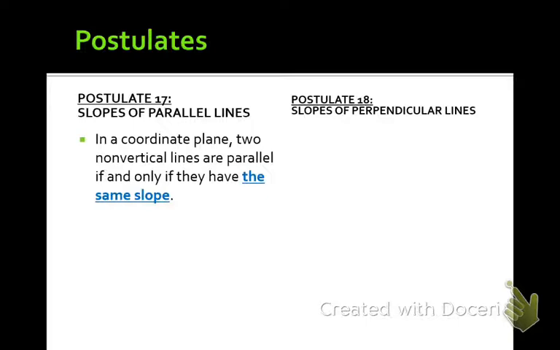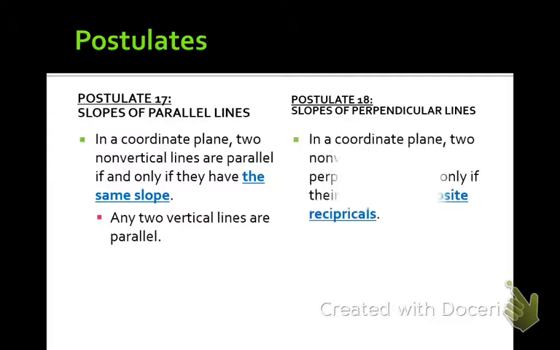Slopes of perpendicular lines. You might remember what the slopes of perpendicular lines are. They are inverse reciprocals, or opposite reciprocals. Their product is -1. They went back and said the two vertical lines are parallel because they both have undefined slope. But going on to perpendicular lines, their slopes are opposite reciprocals.